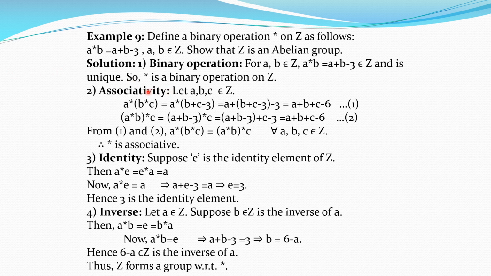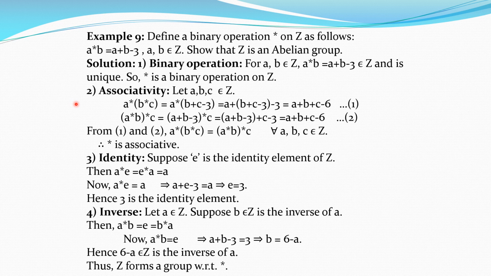Now, to show that star is a binary operation on Z, we have to show that for any two elements a, b in Z, a star b is again a unique element of Z. For that, consider a star b, which is a plus b minus 3. Now, a and b both are integers, so their addition is again an integer. And that addition minus 3 is always an integer, and this answer is unique. So, star is a binary operation on Z.